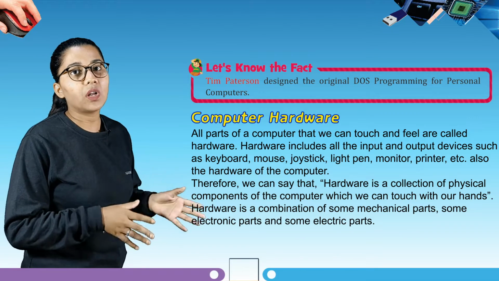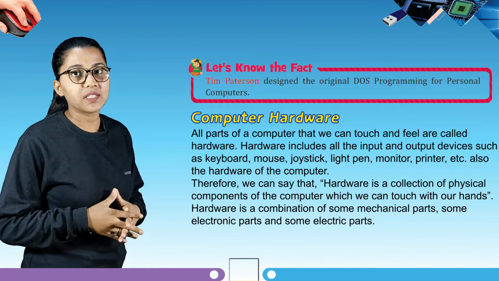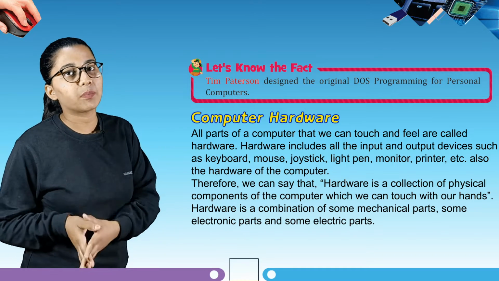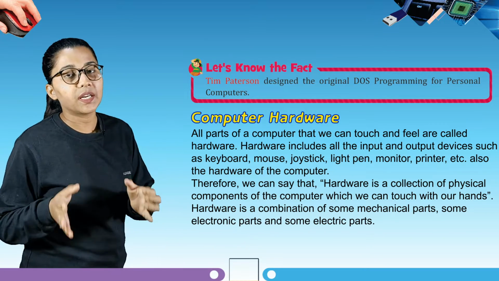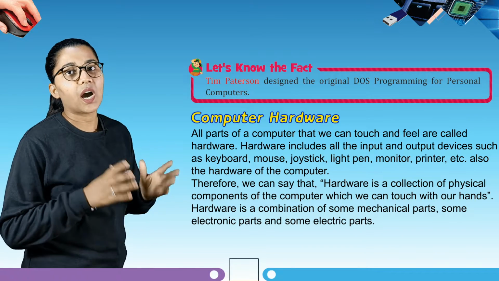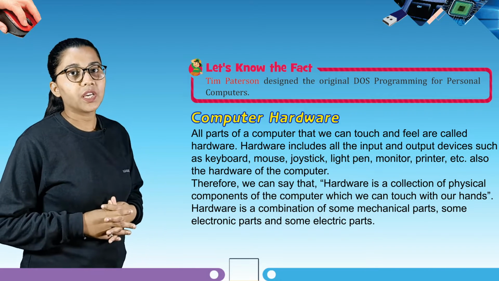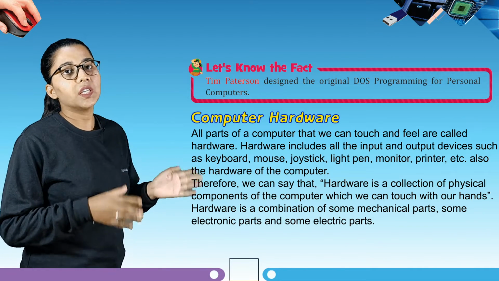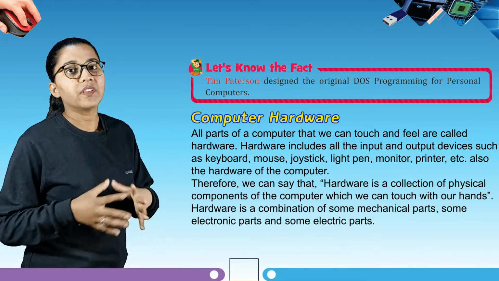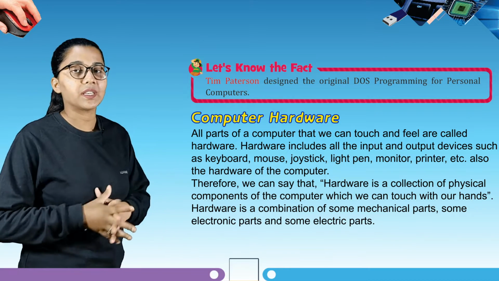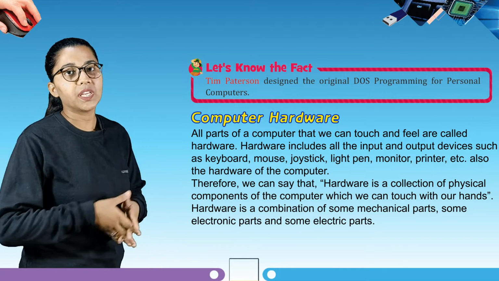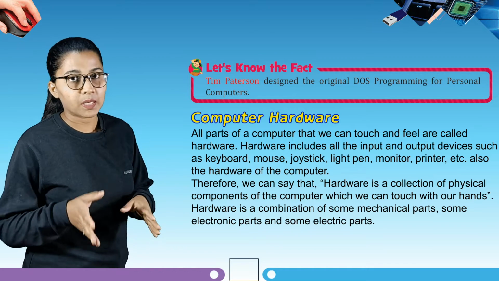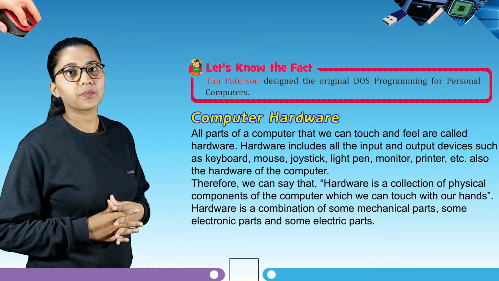Hardware includes all the input and output devices such as keyboard, mouse, joystick, light pen, monitor, printer and etc. Therefore, we can say that hardware is a collection of physical components of the computer which we can touch with our hands. Hardware is a combination of some mechanical parts, some electronic parts and some electric parts.